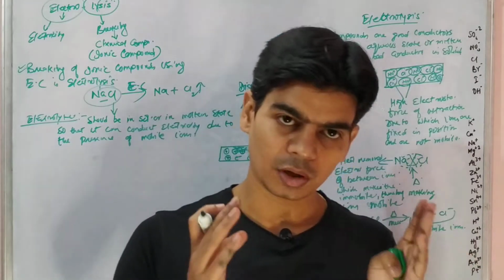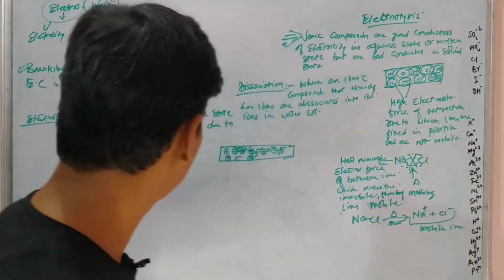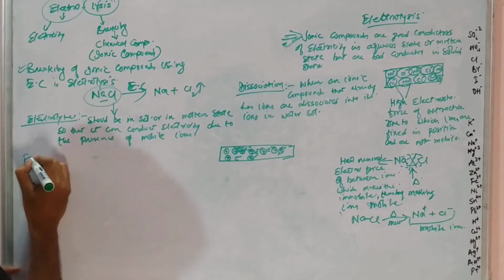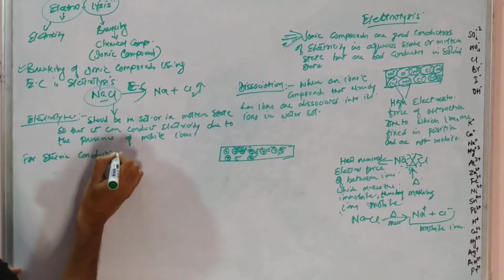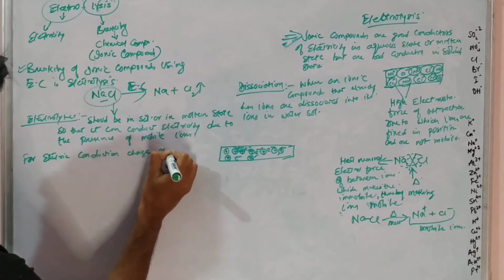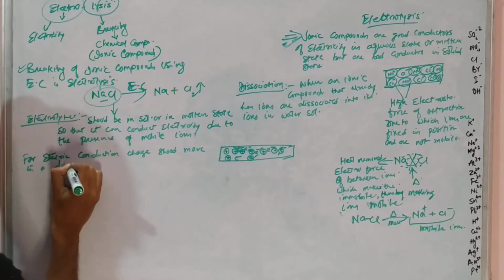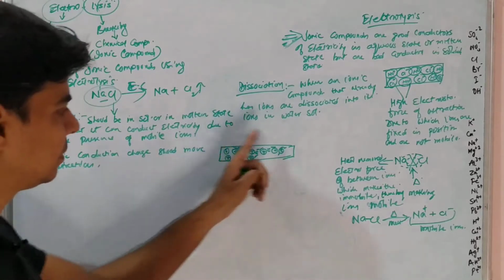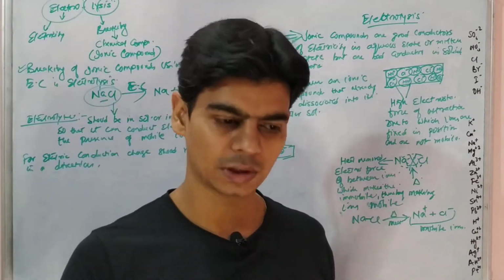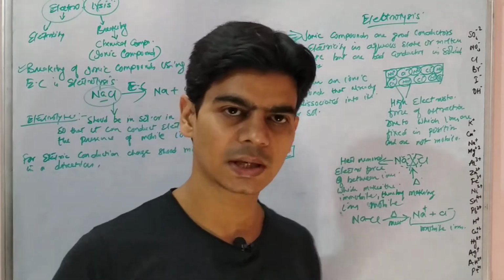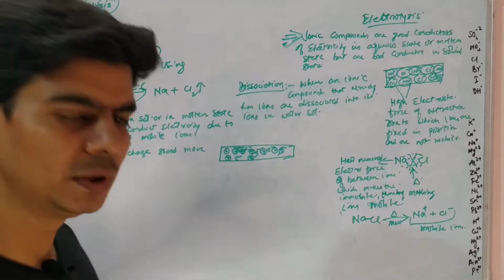But for electrical conduction, the charge should move in a specific direction. This point is important. For electric conduction, charge should move in a direction. In this metal rod we have positive ions and electrons moving inside the metal, but these charges are not moving in a specific direction, they are randomly moving.